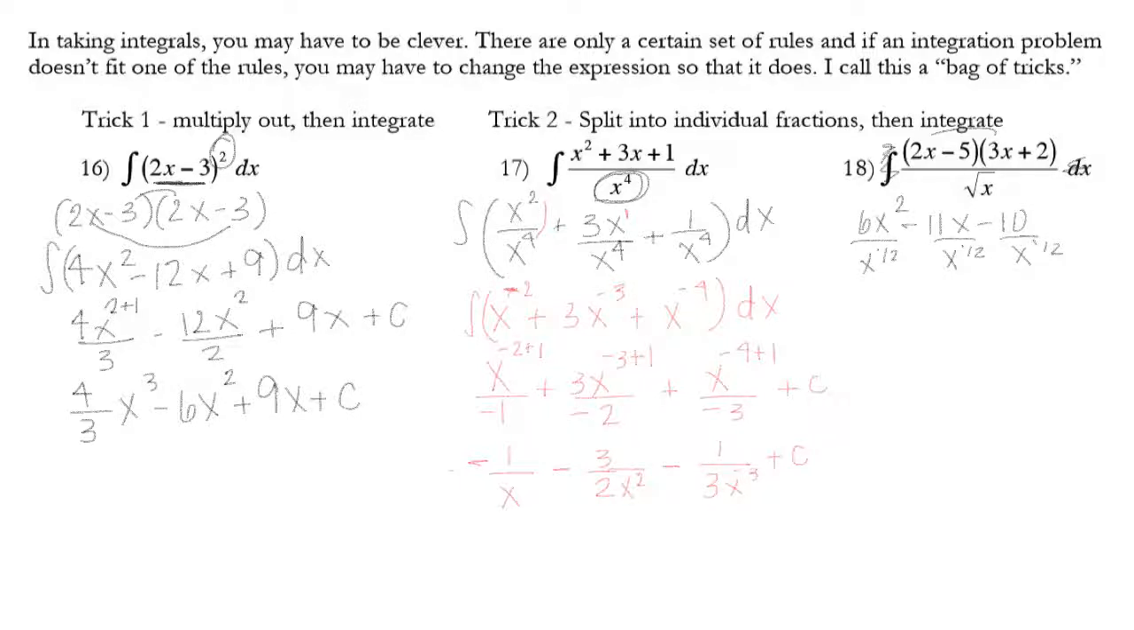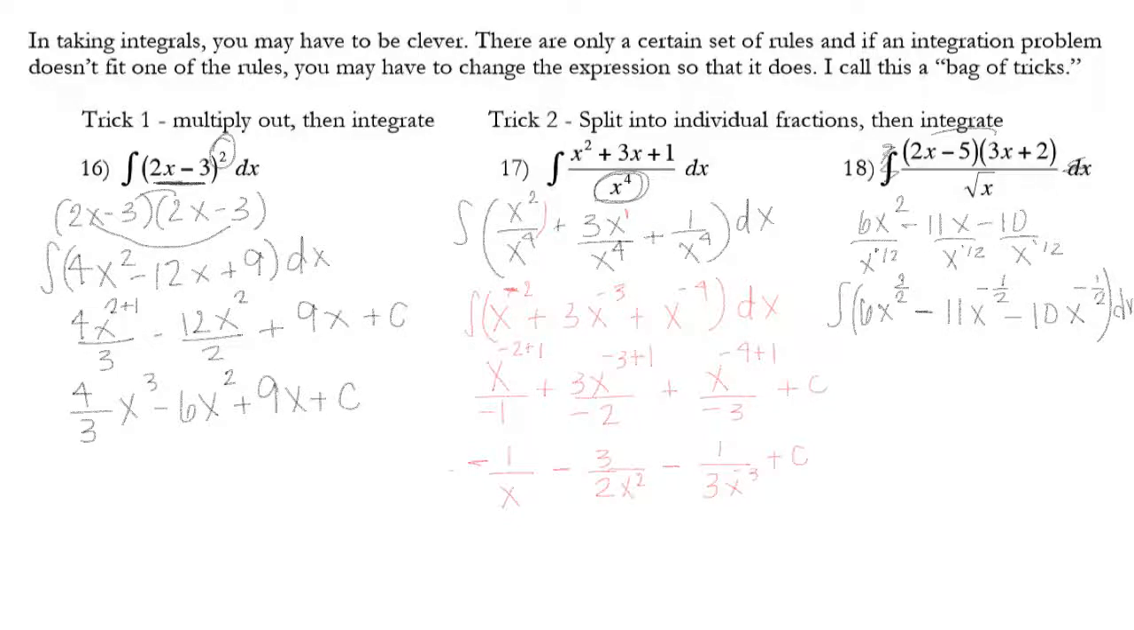Now I'm going to do some rewriting. So this is going to be 6x, well, 2 minus 1/2, that's 1.5 or 3/2. And then minus, and that's going to be 11x to the negative 1/2. And then here minus, and that's going to be 10x to the negative 1/2. Now I've not integrated anything. I've just gone through and worked through some algebra. Now it's time to integrate this mess.